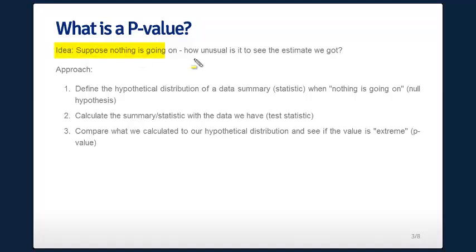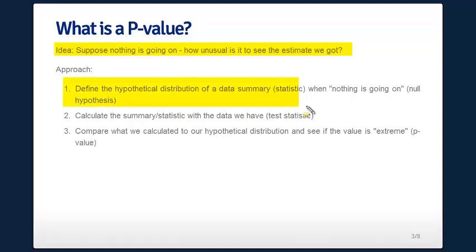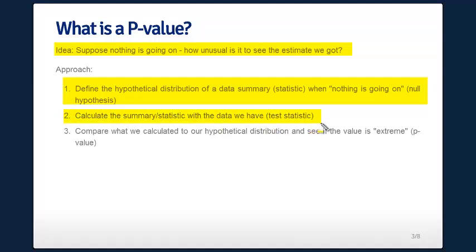So here's the idea behind a p-value. Suppose nothing is going on. How unusual is it to see the estimate we got? We define a hypothetical distribution of our statistic when nothing is going on, i.e. the null hypothesis, and we calculate the statistic with the data that we have. That's our test statistic. We compare our observed test statistic to the hypothetical distribution and see if it was outlandish.